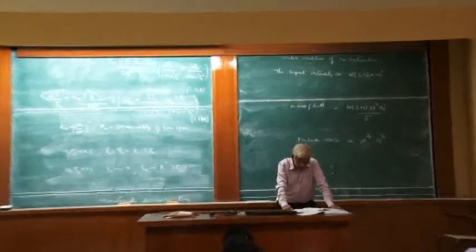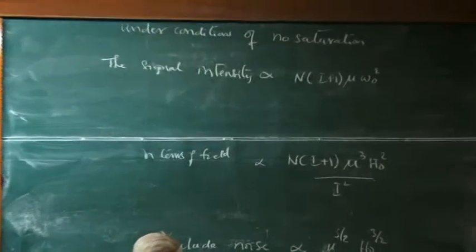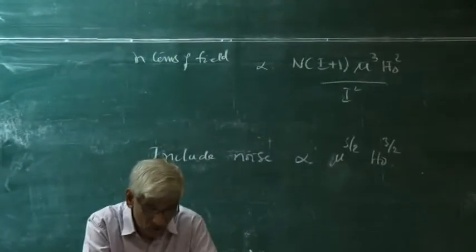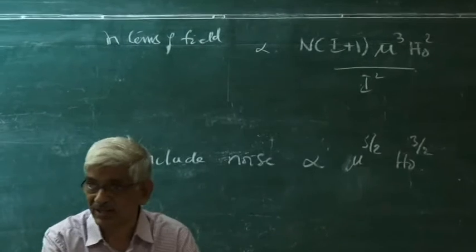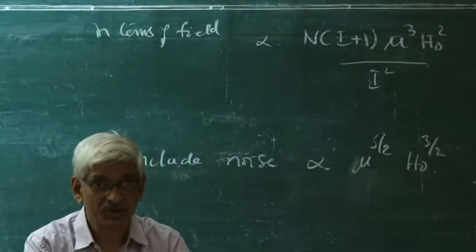And therefore, you see the proton is the obvious choice because it has the highest magnetogyric ratio. And you can go only up to a certain limit with regard to the field, whatever you can get. So therefore you always want to detect proton wherever possible.